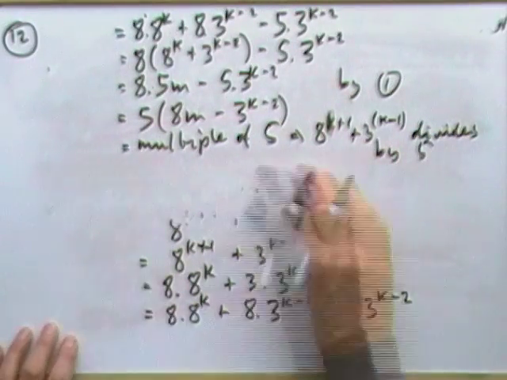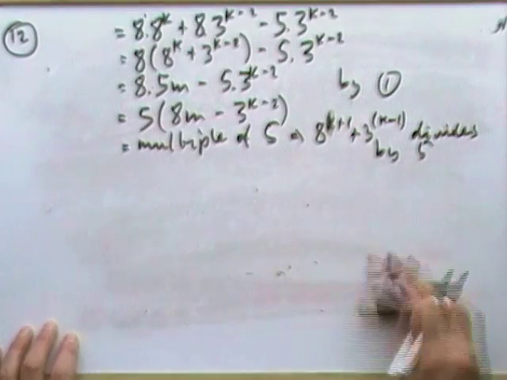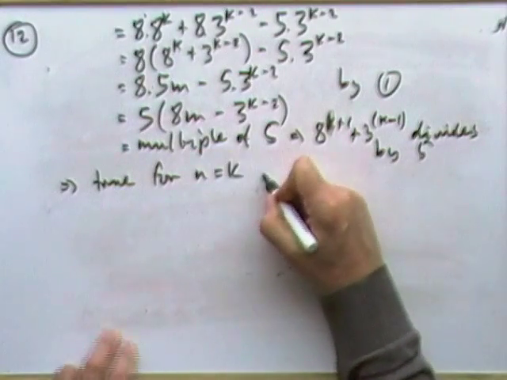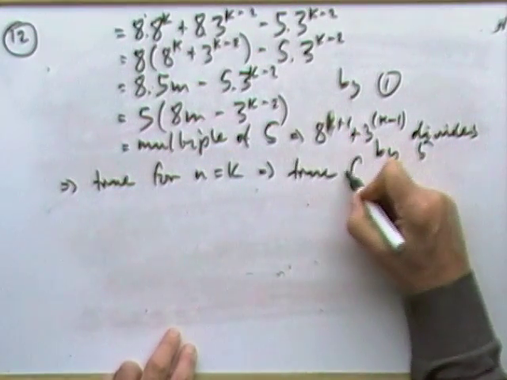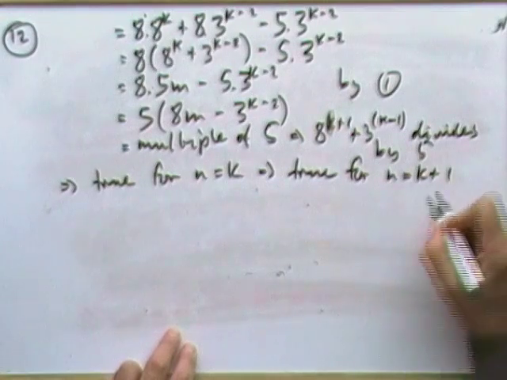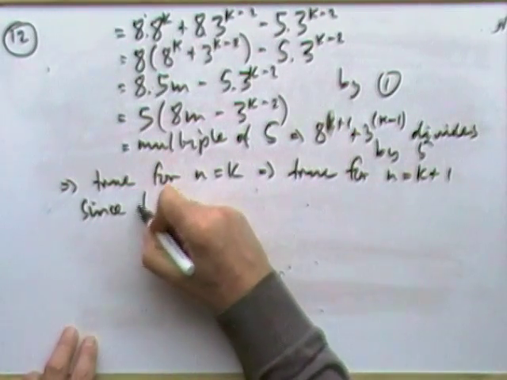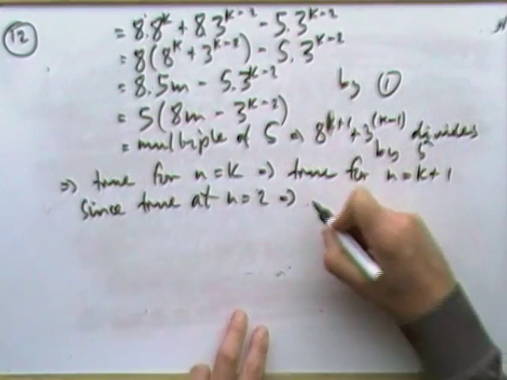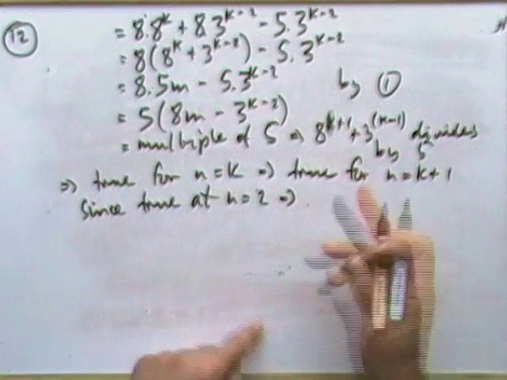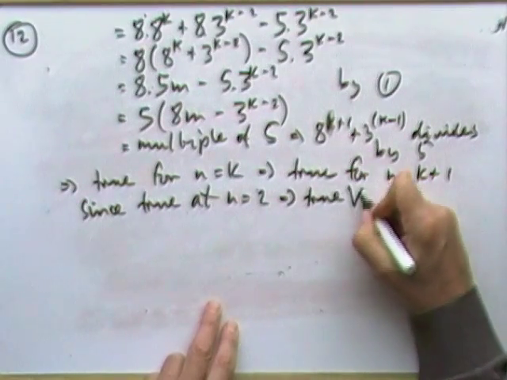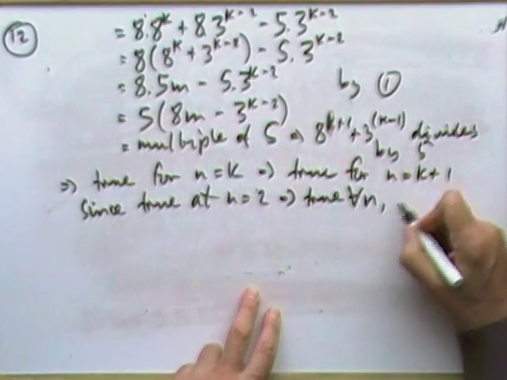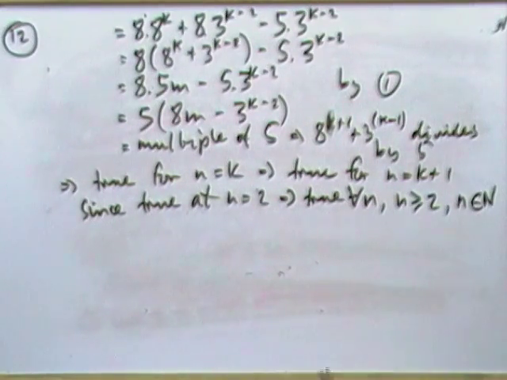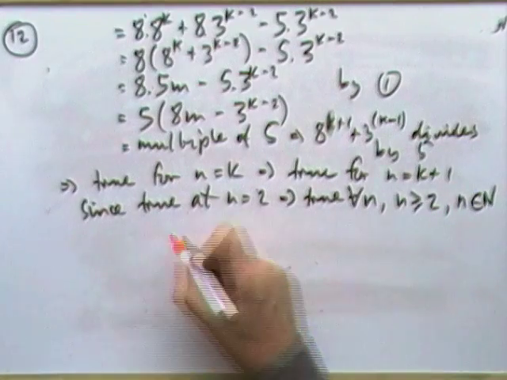And then you just finish it off. So it was true then. So what that meant was, if it was true for n equals k, then it was true for the next one, n equals k plus 1. But since it was true at n equals 2, that means it's going to be true forever after. True for 2, true for 3, true for 4, and so on. It's going to be true for all n, where n was greater or equal to 2, and n was integers or natural numbers, whichever you will, since they're positive anyway. Right, that was that one.